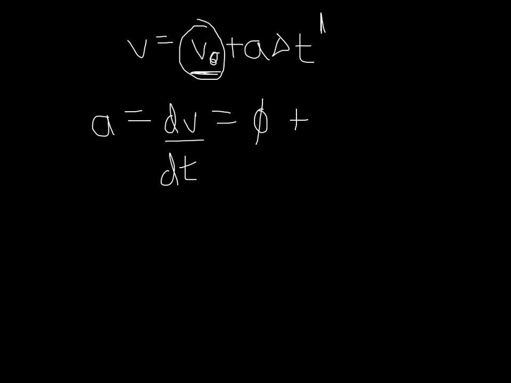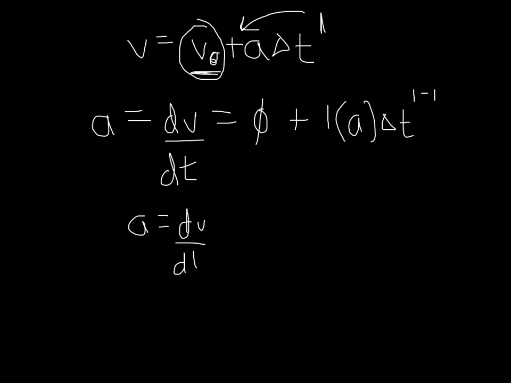There, my delta t, I'll explicitly put in my exponent of 1. I bring my exponent down front: 1 times a times delta t to the 1 minus 1. So a equals dv/dt, the derivative of velocity with respect to time. 0 I'm not going to worry about. 1 times a gives me a times delta t to the 0. Any variable raised to an exponent of 0 is equal to 1. So I get my final result: a is equal to a. Check mark, everything is self-consistent. Physics actually works.